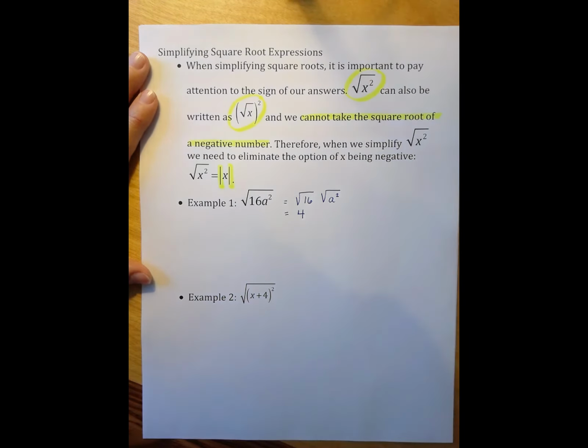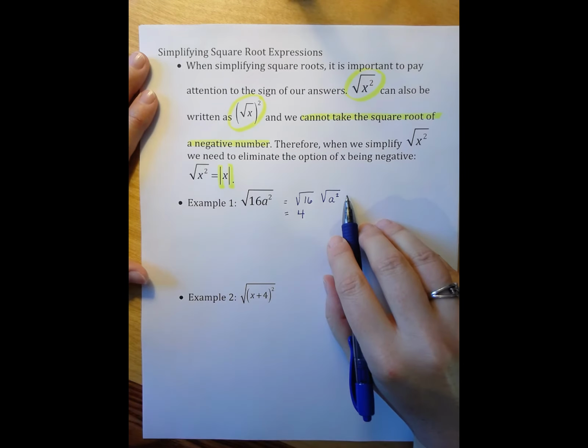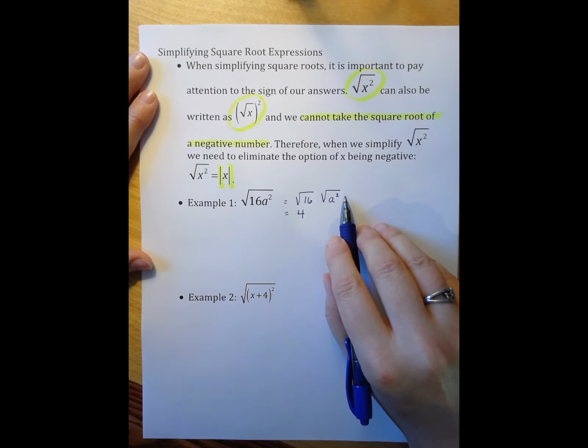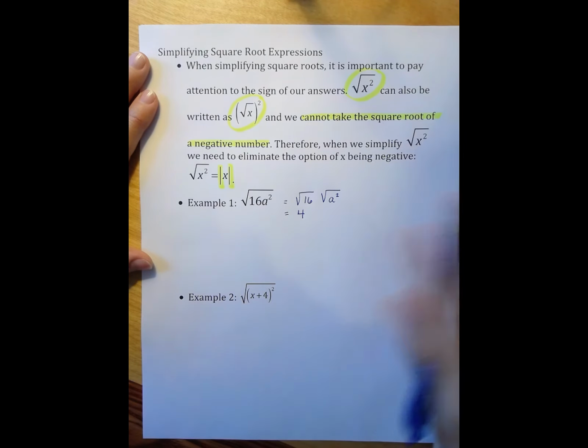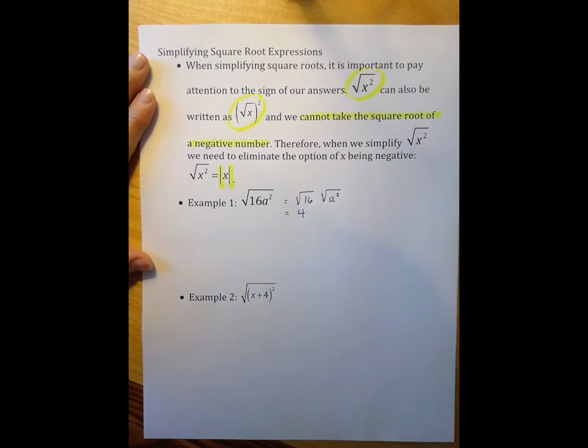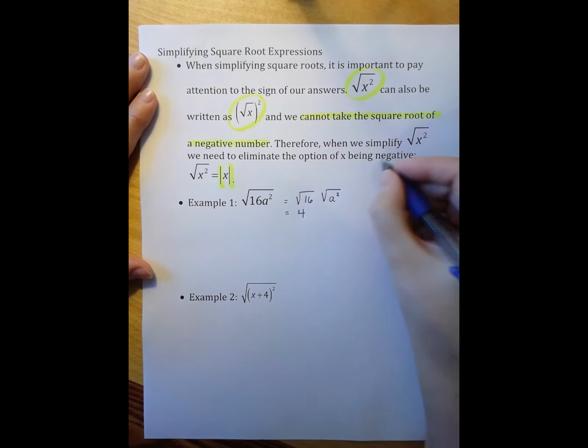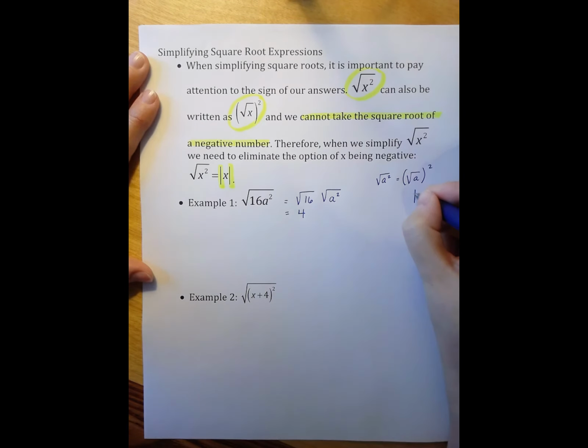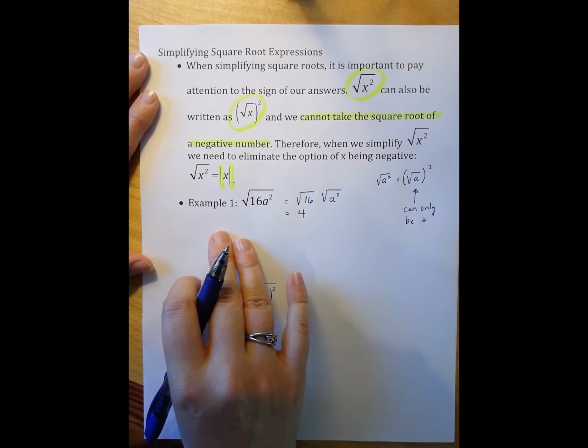Now the square root of a squared, I want to make sure that I take care of the fact that if a is negative, there is some trouble. So I need to make sure that the square root of a squared, which also equals the square root of a quantity squared, means that this a can only be positive. However, nothing in the example tells me that. I'm not told that a is positive.